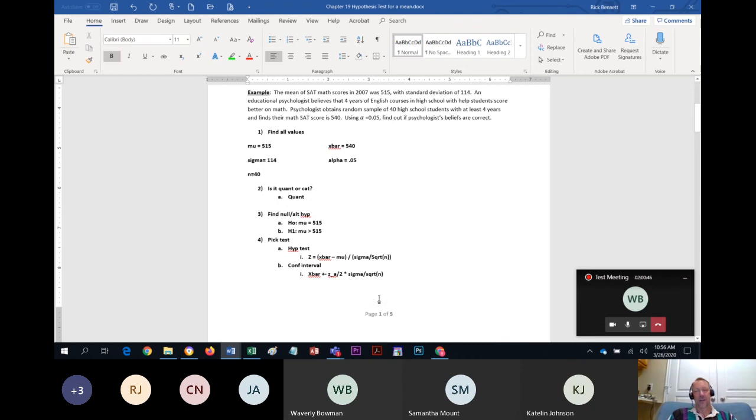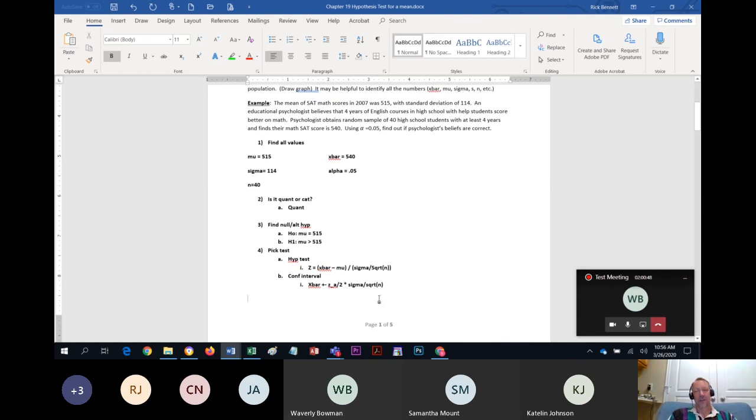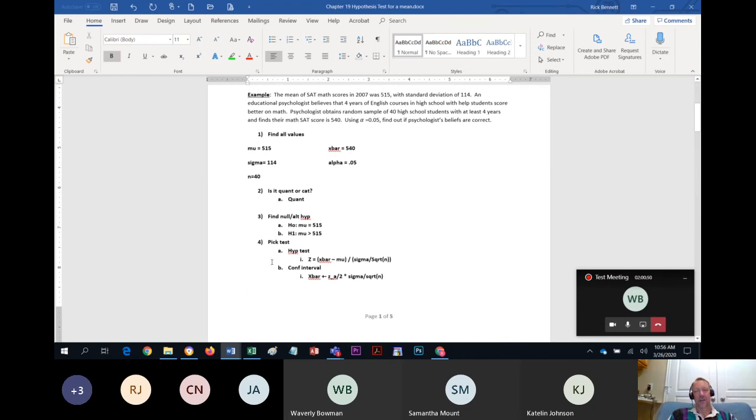So now that we've got the test picked out, let's go with what's step number 5? Find the p-value. Oh, find the p-value. Okay, so before we do that, I guess we got to finish step 4.